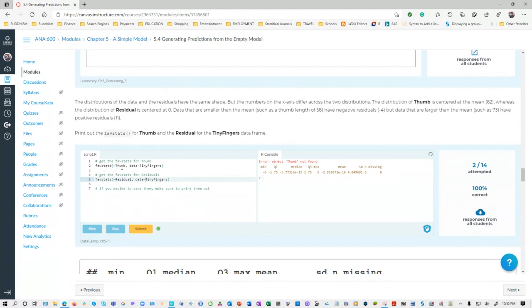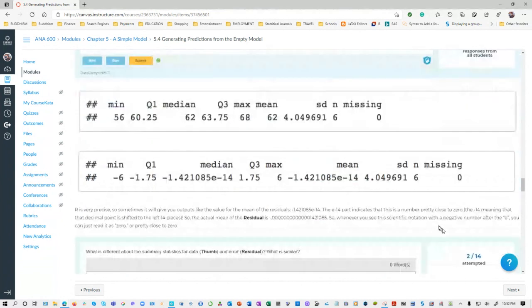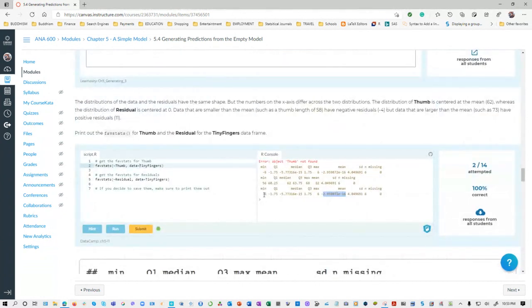Thumb favstats, thumb. Okay, the first one is for the thumbs and the second one is for the residual. Look at this one. E stands for 10 to the power of negative 16. That means almost 0, the same thing that we see. It's very close to 0.